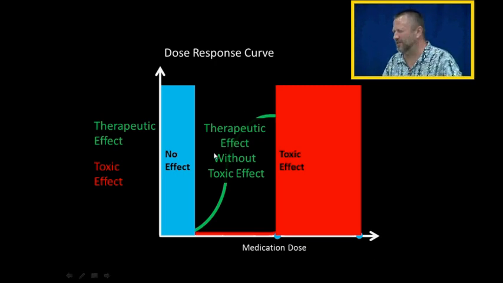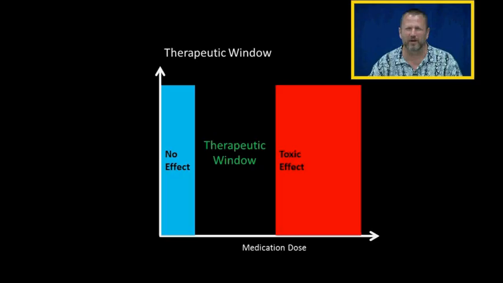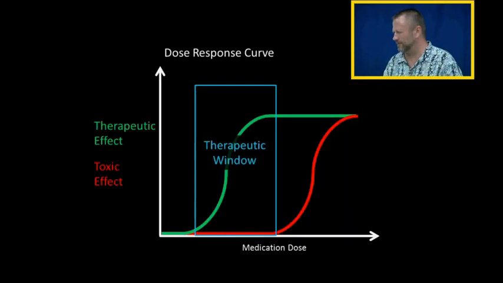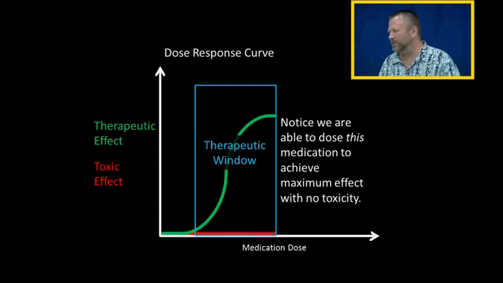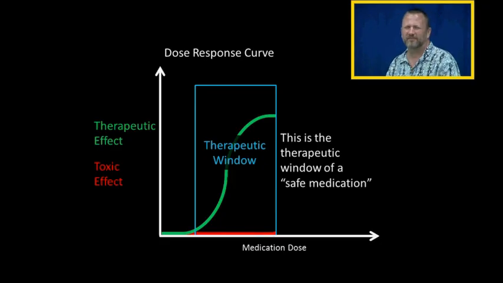Well, this therapeutic effect without toxic effect, we can consider that to be our therapeutic window. And so in between the medication dose where we get no effect and the medication dose where we get toxic effect, in between those two zones is our therapeutic window. So notice we are able to dose this medication to achieve maximum effect with no toxicity. So this is an ideal therapeutic window. So this is the therapeutic window of a safe medication.